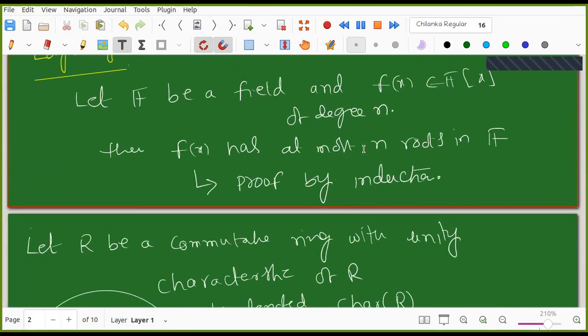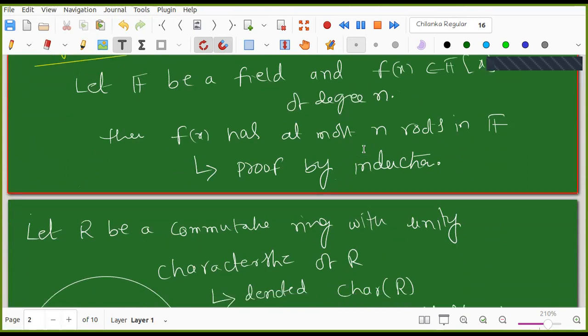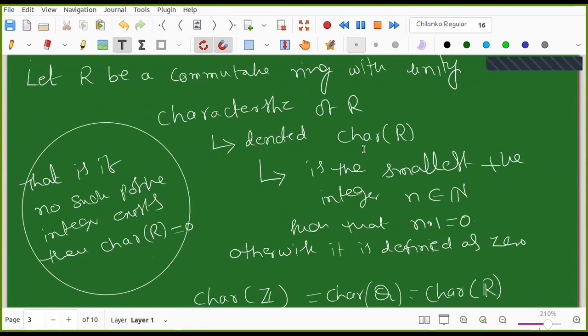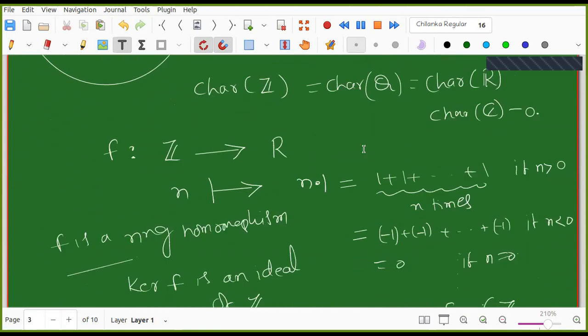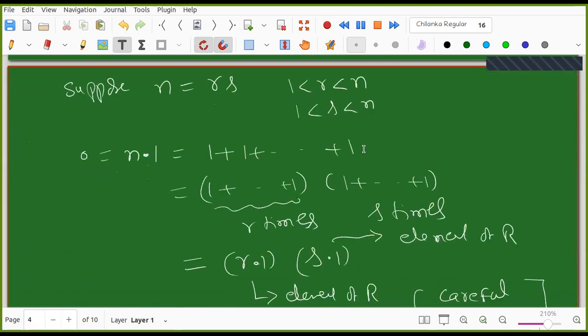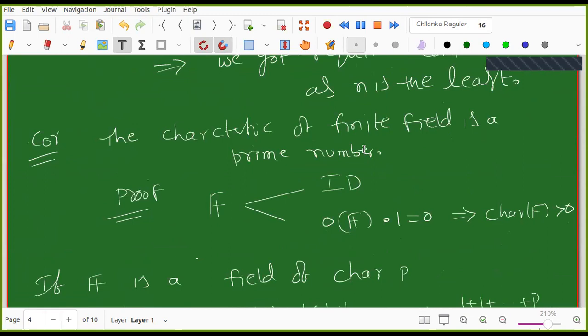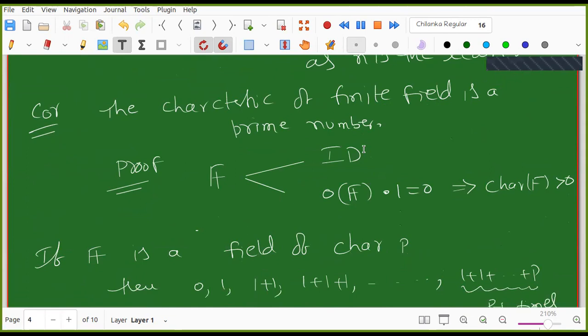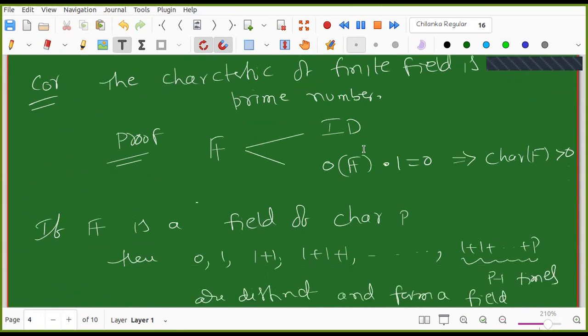So Lagrange proved that if F is a field, then any polynomial f(x) of degree n over F has at most n roots in F, right? This was proved by induction. Okay, so then we defined what is a characteristic of a ring, right? Then we showed that the characteristic of an integral domain is either 0 or a prime number. Then we proved that the characteristic of a finite field is always a prime number, because it is an integral domain and it has a characteristic greater than 0, right? So because of that, it is a prime only.